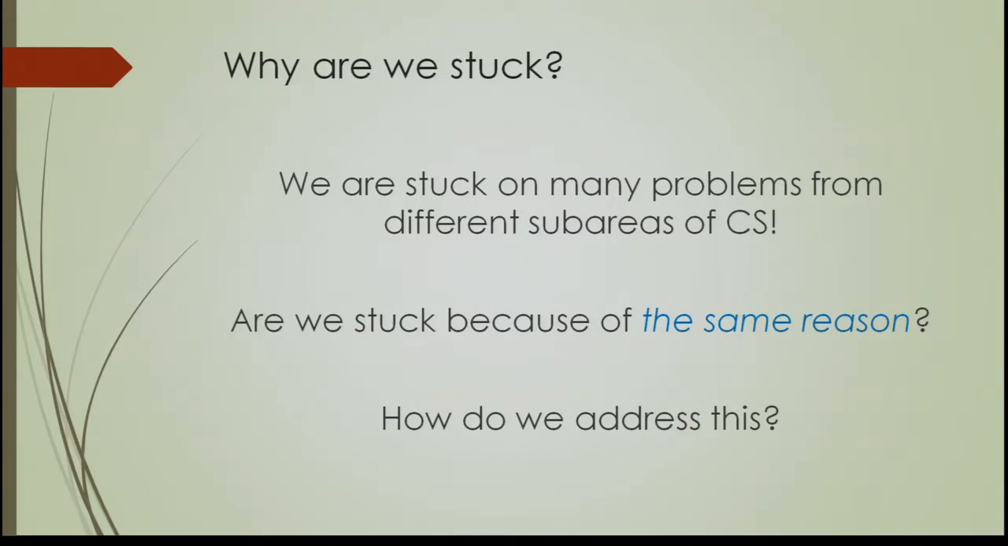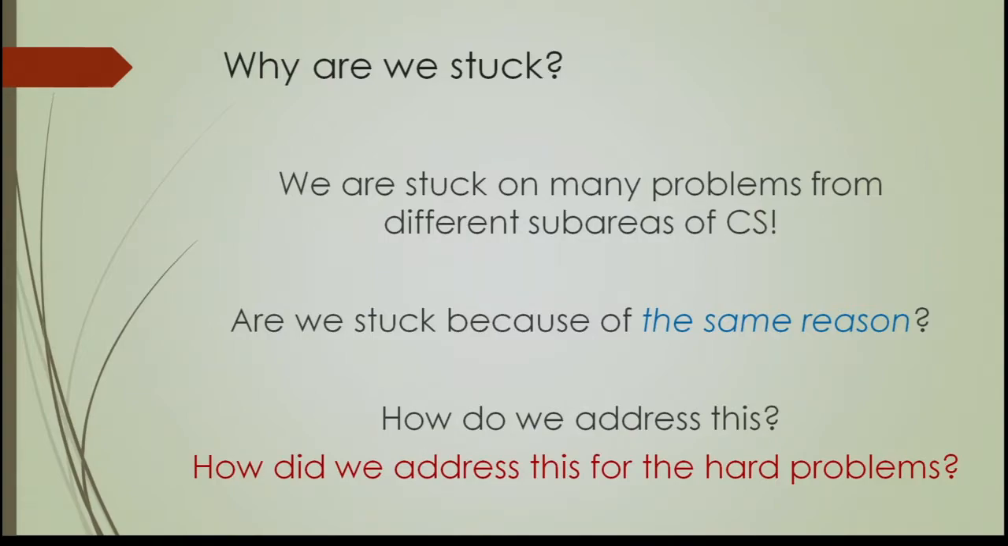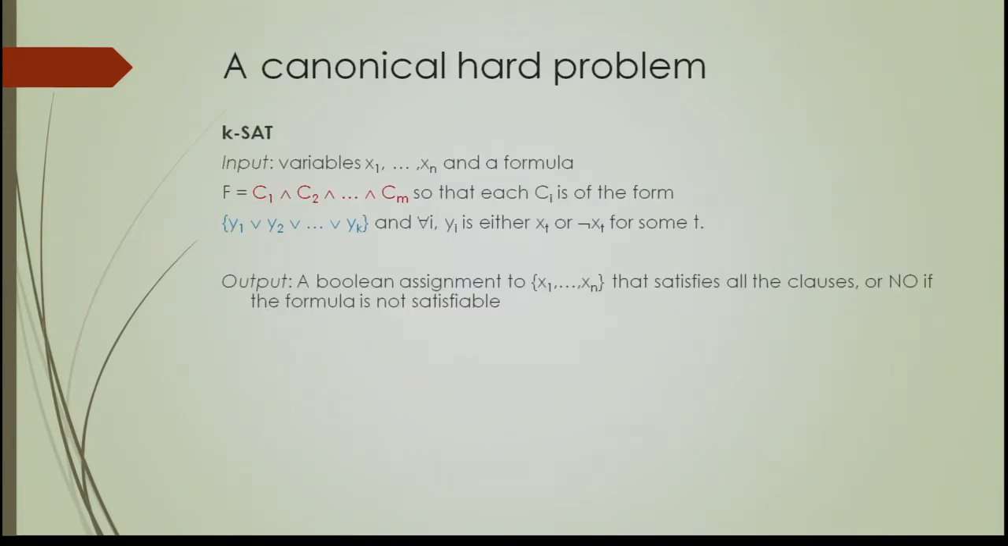In order to address it, let's take a step back and think about how we addressed it for the hard problems. And here's a canonical hard problem. It's KSAT. You have n variables and m clauses, and every clause is an OR of k literals, where each literal is a variable or its negation. And you want to know if there's some Boolean assignment to the variables that makes this formula true.